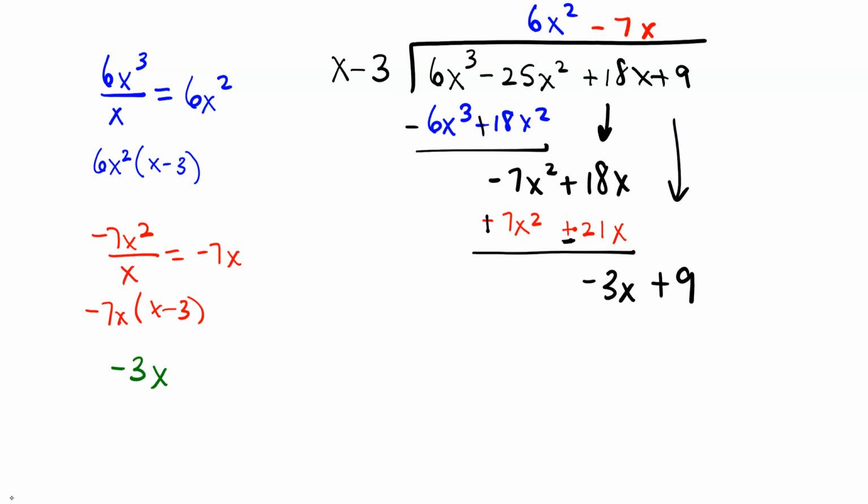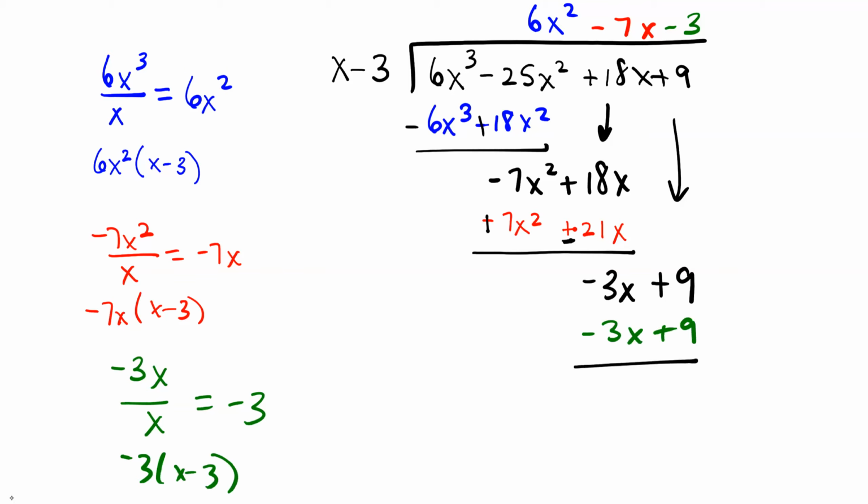Then I must start again. Ready? Another round of divide, multiply, draw a line, change sign, combine. Okay. Divide. Negative 3. Distribute. Negative 3x. Oops, I forgot to show. Negative 3x plus 9. Draw the line, change the sign, and we get 0. That makes sense, right? Because we said it's a factor. So if it's a factor, it should evenly go in, and we shouldn't have a remainder.